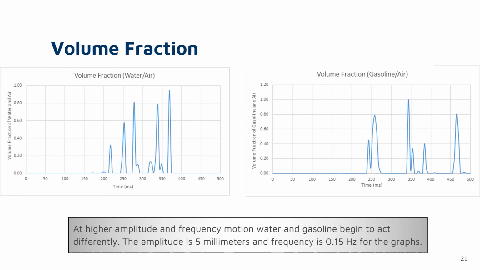When the amplitude and frequency are increased, again, water and gas begin to differ. The spikes on the water graph show a concentrated motion all occurring between 200 and 375 milliseconds, while gasoline changes are more spread out over the entire simulation, starting around 225 milliseconds to the end of the simulation.